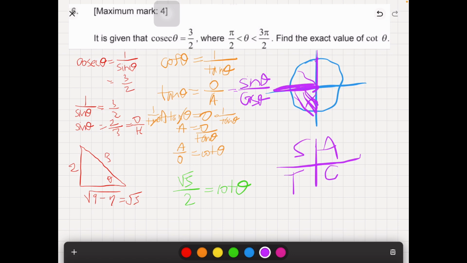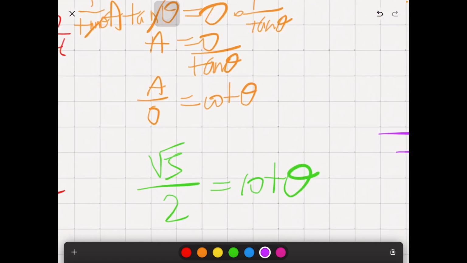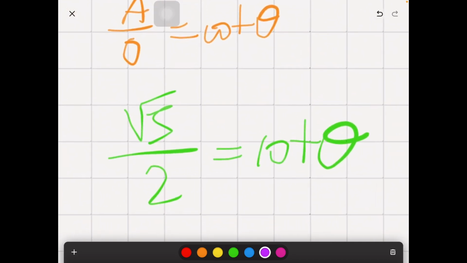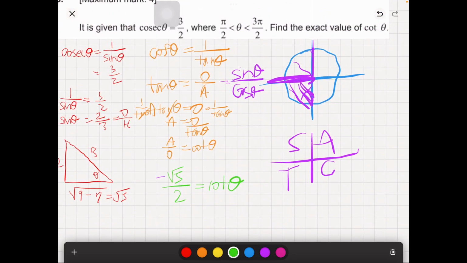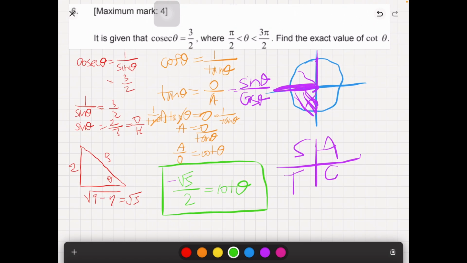And so here, we'll make a small correction to this final statement here, and we'll just add a negative sign. And everything's been accounted for. We found the value of cotangent theta.